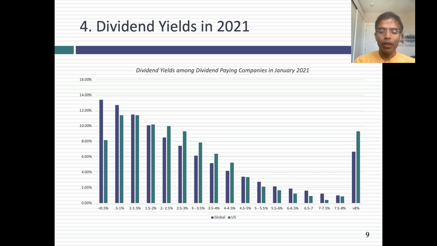In this table, I've looked at both global and US companies and looked at the dividend yields among dividend paying companies. That sounds like a strange qualifier, but you're going to see in a minute why I do it. So I take the dividend yield for every company that pays dividends and I put up a distribution. Now this is a very different distribution than the distributions you've looked at before. In fact, the peak of this distribution seems to happen all the way towards the right. There are more companies that pay less than 0.5% in dividends globally than there are companies that pay 2 or 3 or 4% dividends.